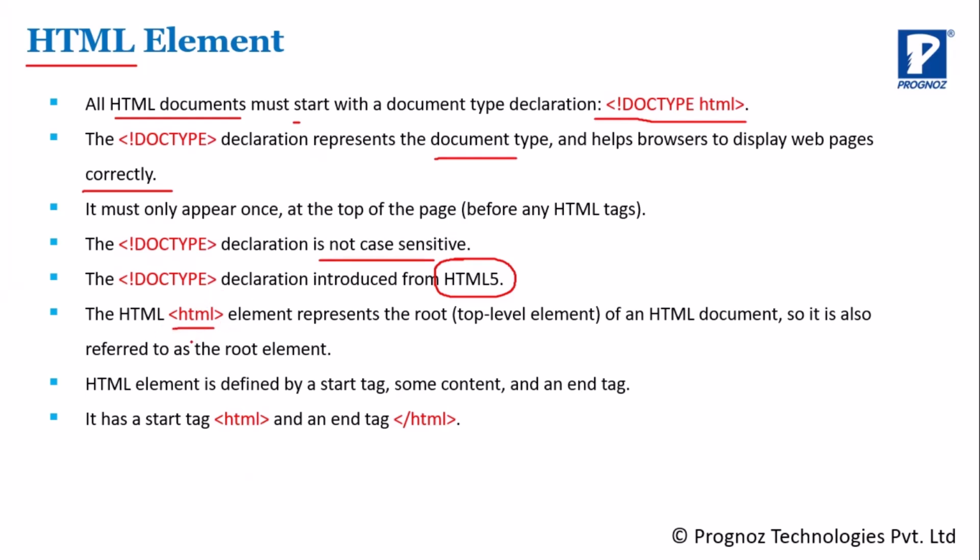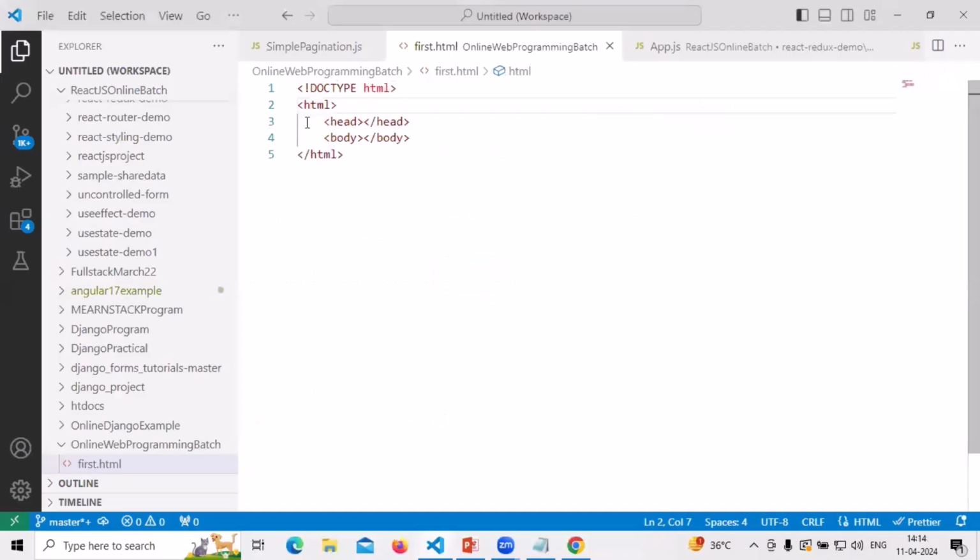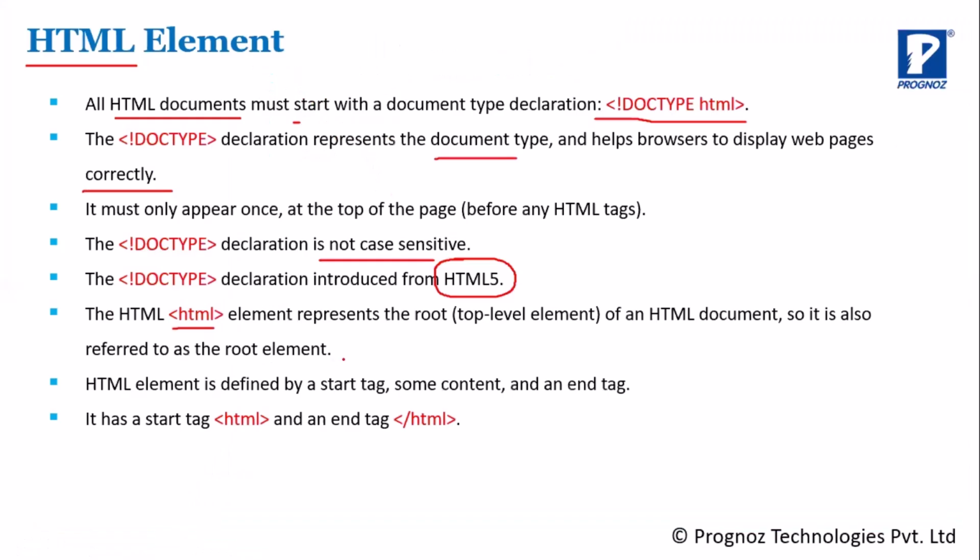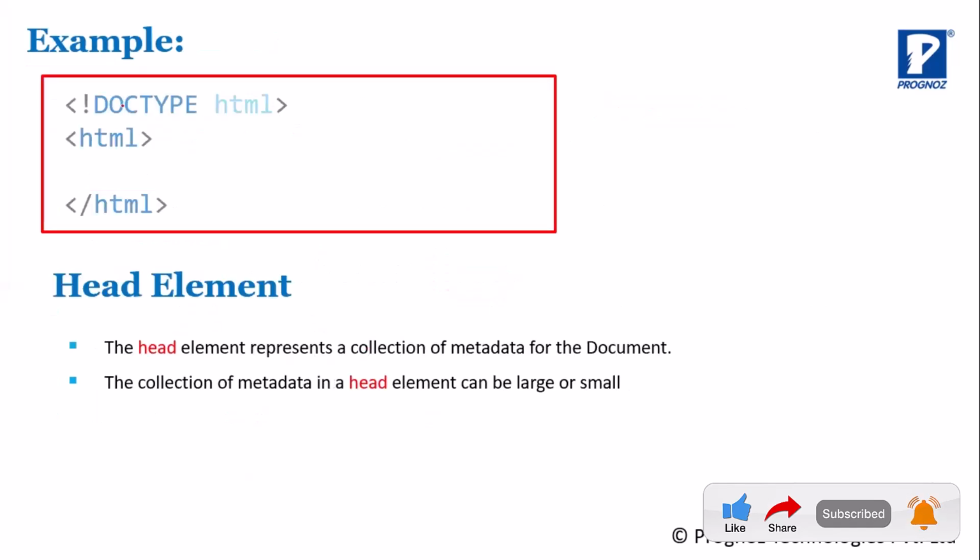And inside the HTML element, we need to write the two child elements, head and body. And then according to our requirement, we have to decide the other elements, whether they should be defined inside the head or inside the body. So we already saw this example.